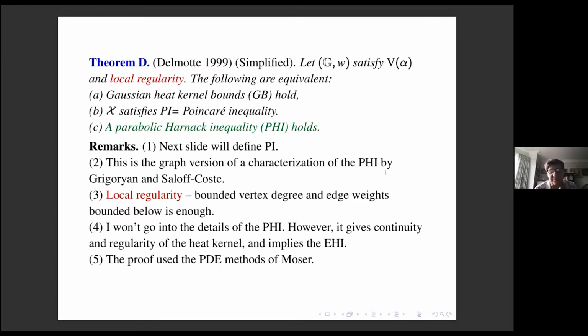So this is a graph theorem, a characterization of the parabolic Harnack inequality given by Grigor'yan and Saloff-Coste in the early 1990s, done first in the context of manifolds. And the methods both of Grigor'yan, of Saloff-Coste and of Delmotte used the PDE methods of Moser. Grigor'yan actually used other PDE methods developed in the Russian school. So this theorem gives us a guide as to how we may be able to prove Gaussian transition density bounds if we can prove that the graph satisfies the Poincaré inequality and the condition V alpha.